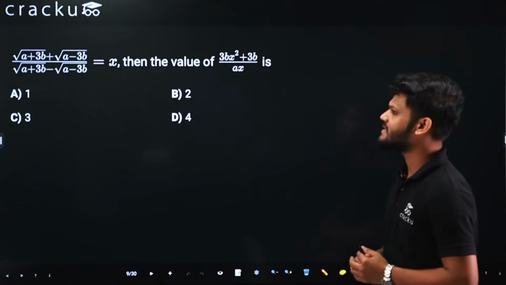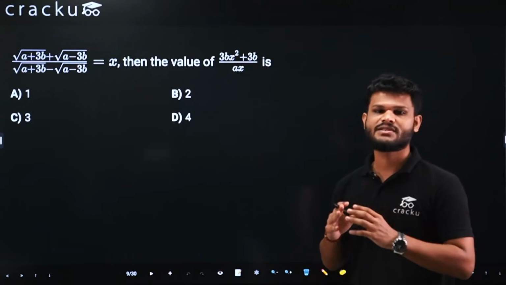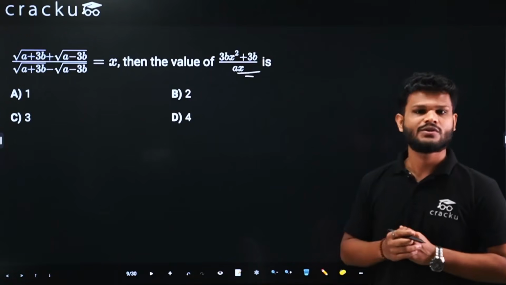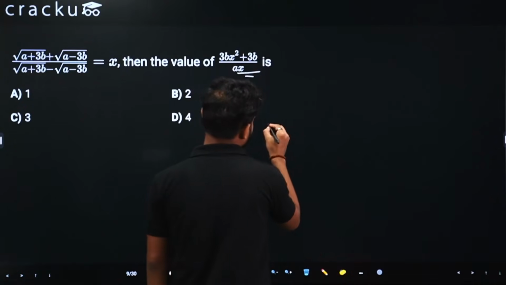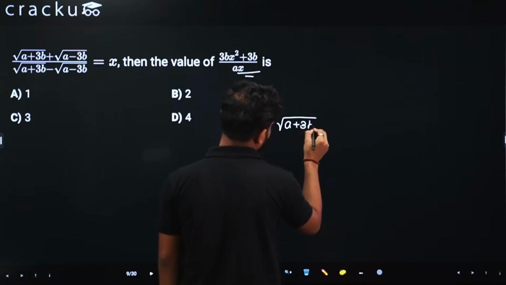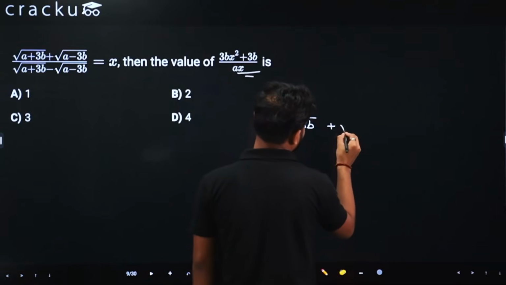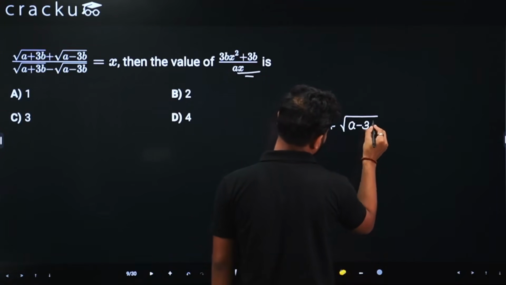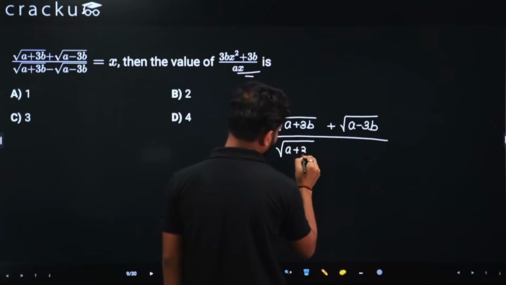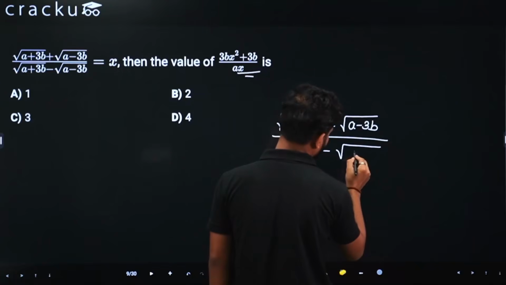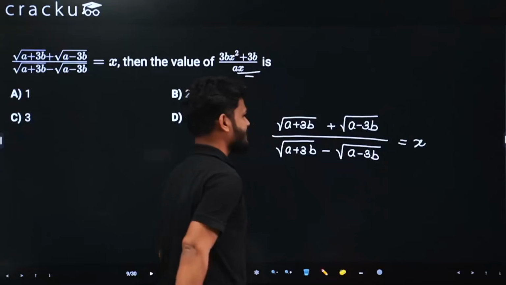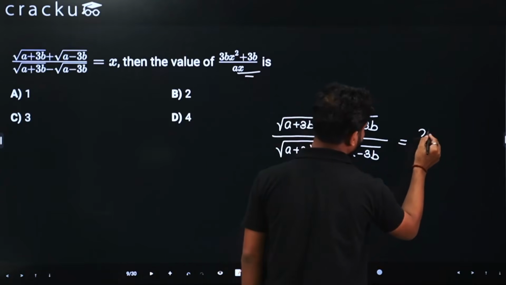Now in this question, we are given a value of x in the form of some surds and the ratio of those surds. We need to find the value of this expression. Let us try to manipulate this one. So this is given as under root a plus 3b plus under root a minus 3b upon under root a plus 3b minus under root a minus 3b is equal to x. Or I can say this is x by 1.